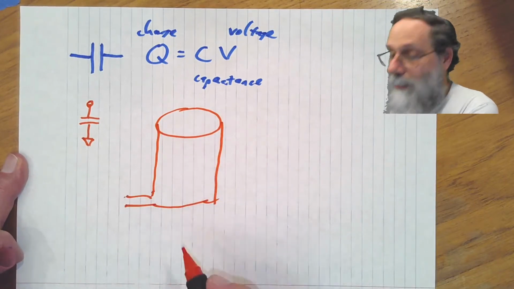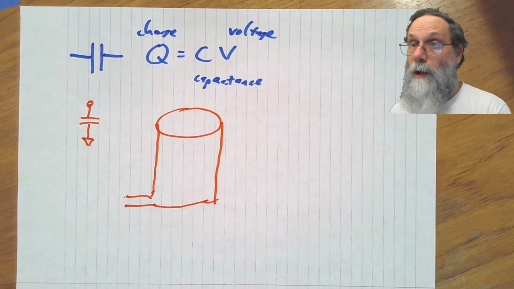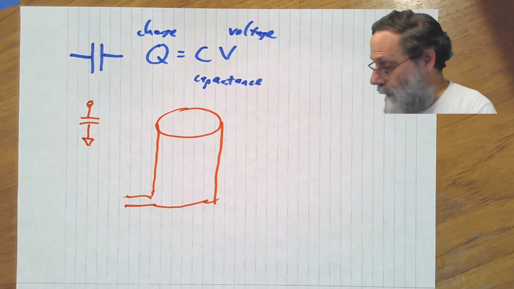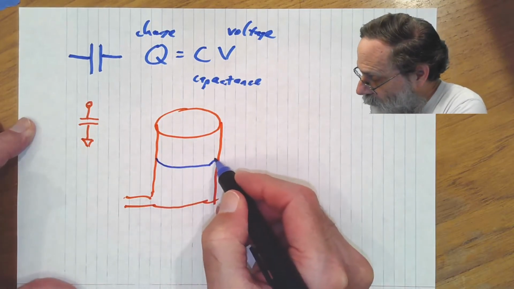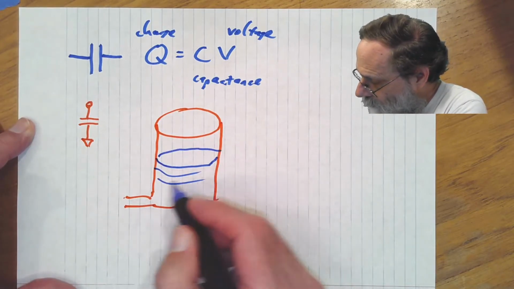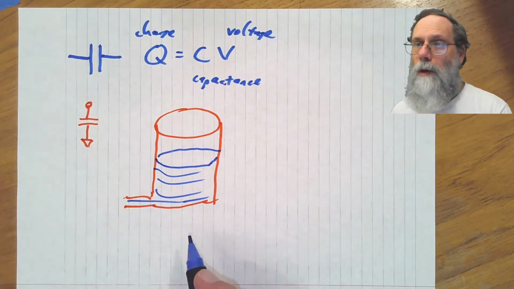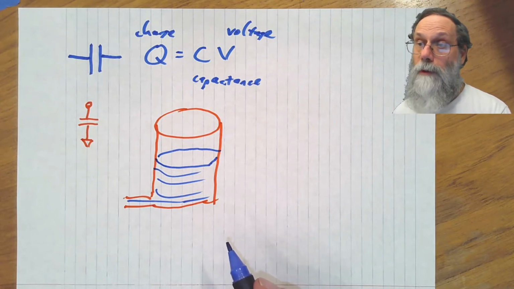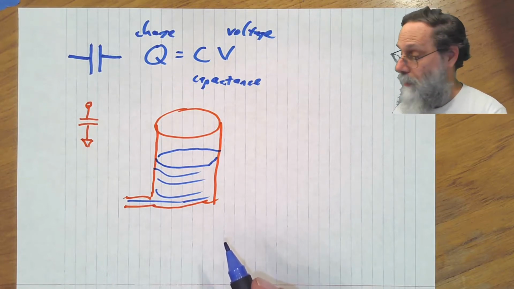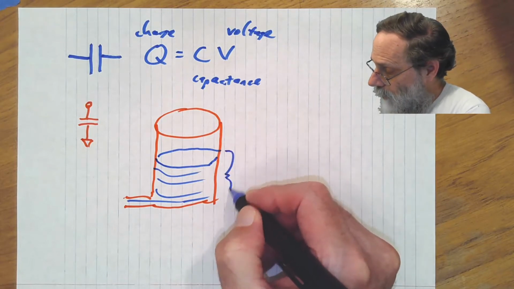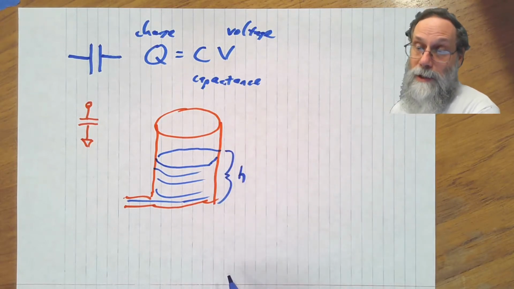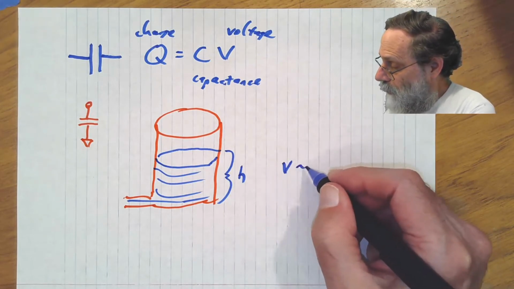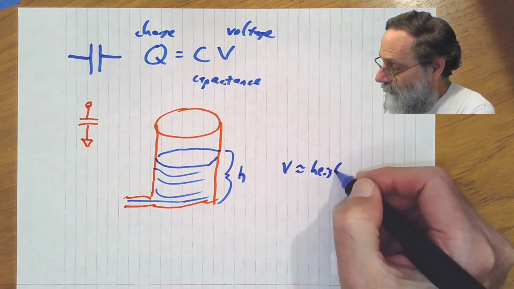Okay, the physical hydraulic analogy of that is to think of having a large cylindrical tank with a pipe connected to it at the bottom. The charge corresponds to the amount of water in the tank. So if we've got a certain level of water in the tank, well, how much voltage do we have? Well, voltage corresponds to pressure in the hydraulic analogy, and the pressure is going to depend on how high this is. So voltage corresponds to height.